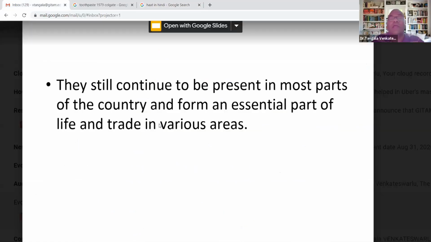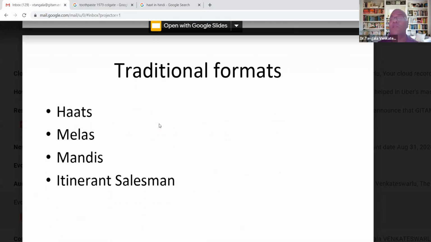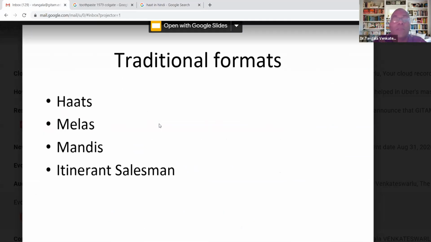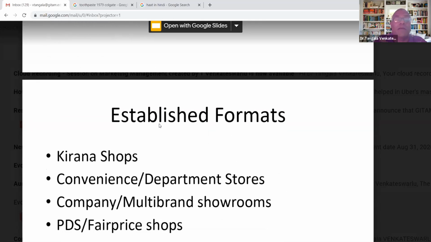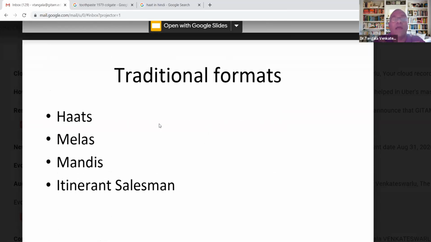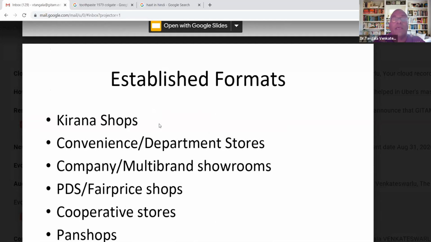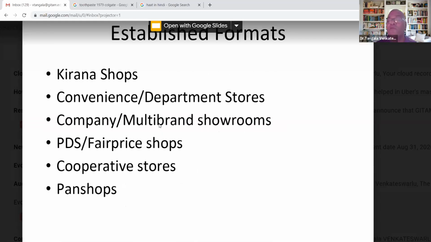In Telugu, in Hindi, it's called as haat only. So here, when we talk about traditional formats, initially we were having haats, melas, mandis, and itinerant salesmen. So the traditional formats are haats, melas, mandis, and itinerant salesmen. Established formats, from traditional formats, we have moved to established formats.